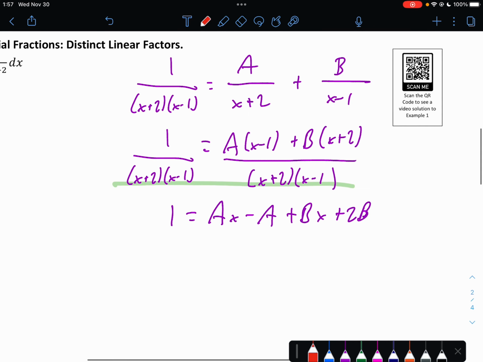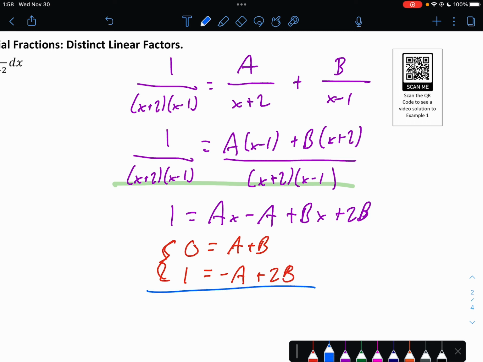So now I can set up a system of equations, my x's and my constants. There's no x's, that equals a plus b, and there's one constant, that equals negative a plus 2b. And then we're going to solve that system. This one is set up for elimination, so let's add through. We get 1 equals 3b, so 1/3 equals b. Put that back into here. 0 equals a plus 1/3. So then subtract the 1/3. We get a equals negative 1/3.